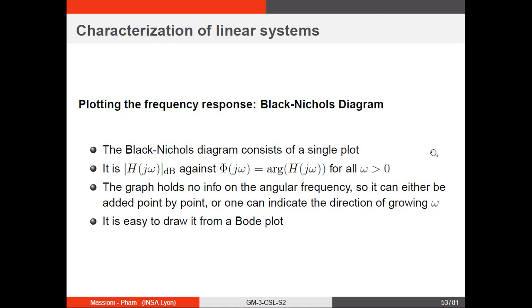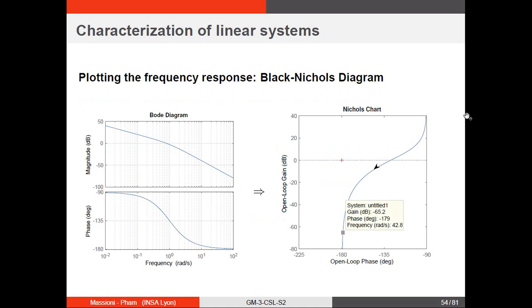How to draw it? Well, students always have trouble drawing Black-Nichols diagrams, and I suggest you should first draw the Bode diagram, and then it's rather easy to draw the Black-Nichols diagram. So let's have an example here. As I said, the Nichols chart, or the Black-Nichols chart, is gain modulus against phase. Basically you take these two and put them together, and omega disappears.